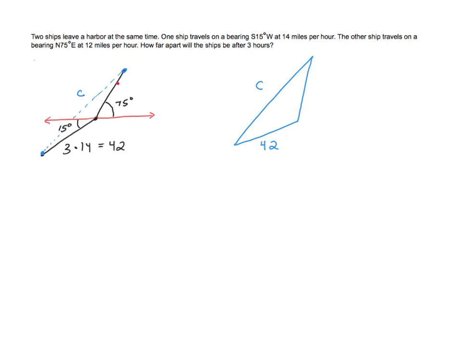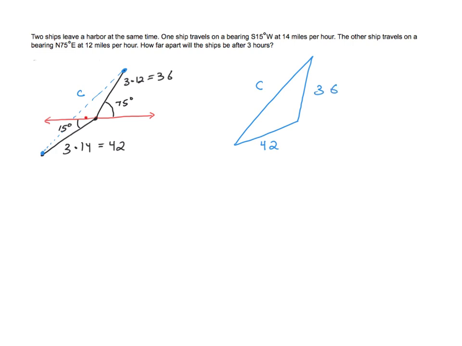Likewise, what's the length of this line? Well, this ship is traveling at 12 miles per hour. So after 3 hours, the length of that line is going to be 3 times 12, which is 36. So that's the length of this side, 36.